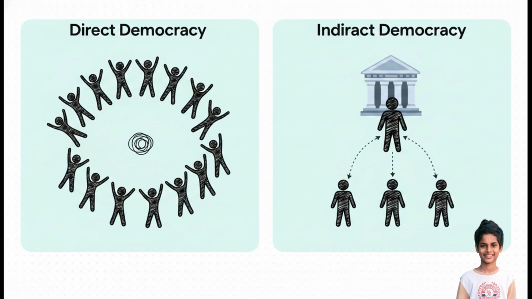First up is direct democracy. This is where the government is elected and run directly by the people themselves. But think about it. In countries with huge populations, having every single person vote on every single little issue, it would be total chaos, right? It just isn't practical. So that's why we have indirect or representative democracy, where we the people elect representatives for a fixed term to run the government for us. For your exam, you absolutely need to remember these specific real-world examples. For direct democracy, think Switzerland at the state level and the Gram Sabha, the village meetings right here in India. For representative democracy, India as a whole country is your absolute best example.